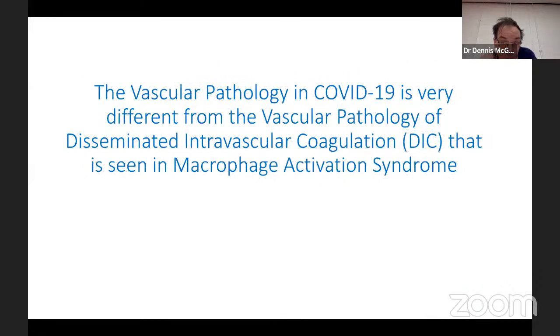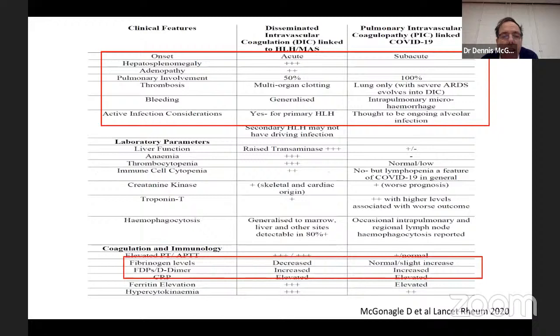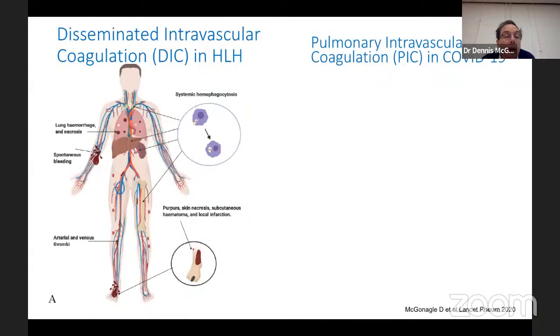Now, you heard in the last talk, which is rather beautiful, how DIC is a feature of macrophage activation. And the original work said DIC was a feature of the coronavirus disease. And we pointed out that in the coronavirus pneumonic process, we call this a pulmonary intravascular coagulopathy, and we highlighted, amongst other things, that the fibrinogen levels are high and not low. And although the FDPs and D-dimers are increased, other factors such as platelets may be normal. So it's basically a completely different pathology that's emanating from the lung. Now, in DIC, which I'm not going to go into, you have systemic macrophage activation and hemophagocytosis.